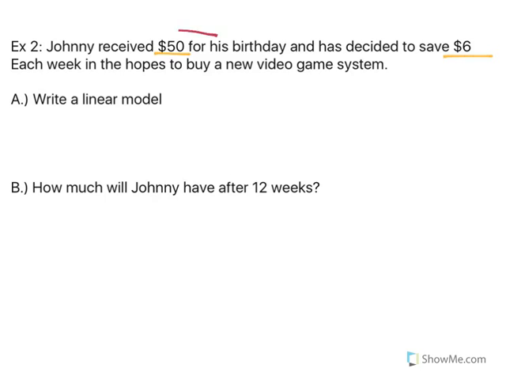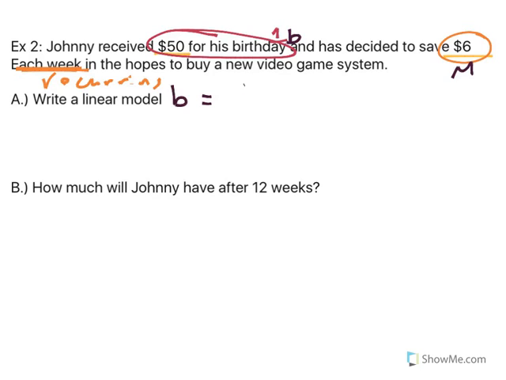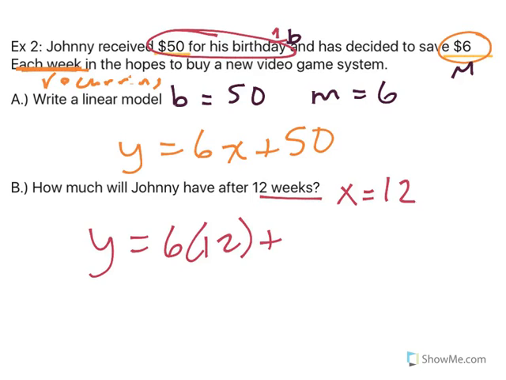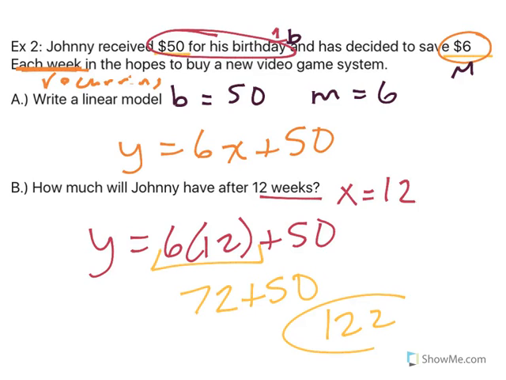He received $50 for his birthday. That's a one-time thing. He saved $6 each week. That's recurring. So this is my y-intercept, and this piece is my slope. If I have a b value of 50 and a slope value of 6, then I can write my linear model as y equals 6x plus 50. So how much will Johnny have after 12 weeks? Well, 12 weeks, that's x, right? X is the time period. So y equals 6 times 12 plus 50. 6 times 12 is 72. 72 plus 50 is 122. So after 12 weeks, he will have $122.